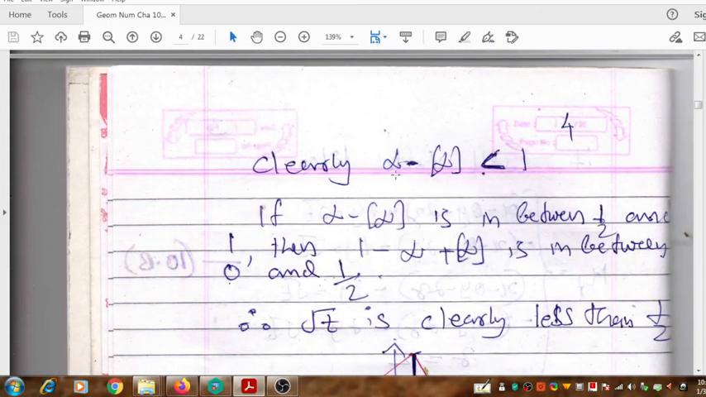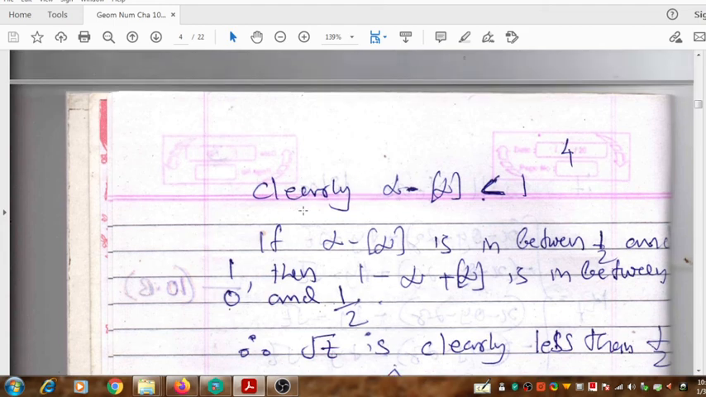Clearly alpha minus alpha in square bracket will then be less than 1. It is less than 1 clearly. That comes from the definition of alpha in square bracket. You know the meaning of alpha in square bracket. So when from the number alpha we subtract the number alpha in square bracket, we get a quantity which is less than 1.